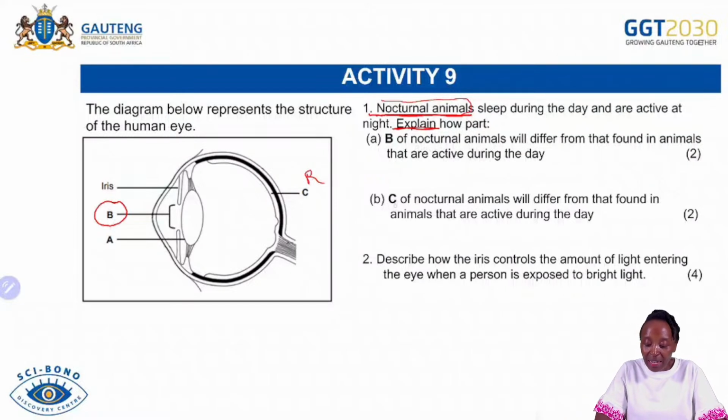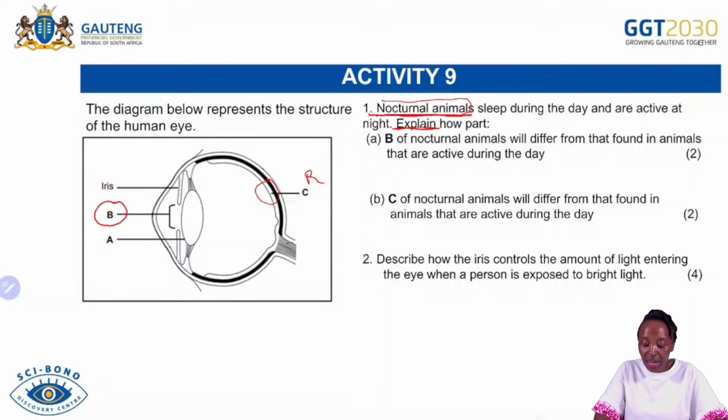And then part C of nocturnal animals will differ from the ones that are active during the day. So what is part C? Part C is the retina. The retina, remember, has a high concentration of what? Of photoreceptors. But we have the cones and the rods. The cones assist us in seeing bright colors. They play a major role when we're looking at bright colors, whereas the rods play a major role when we're looking at dark colors, black and white sort of.